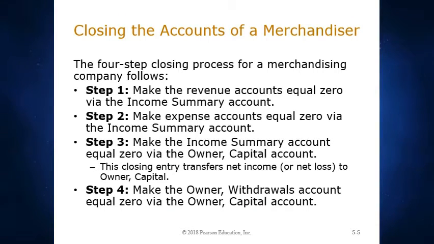So when we go to close the accounts of a merchandiser, again, this looks very, very similar to that of a service industry business. The first step is to close all of the revenue accounts to income summary, and then we close all of the expense accounts to income summary, and then we close income summary to the capital account. Again, this is the same thing that we do in a service business, and then we also close the owner withdrawals accounts to the capital account as well.